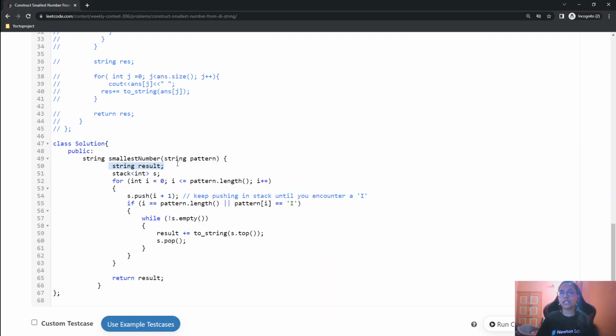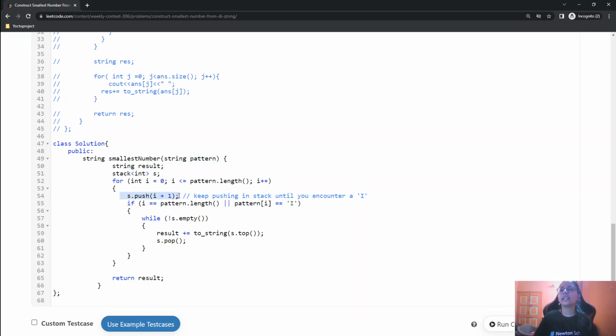So we would be using a string result that would return an answer, and then we would be using a stack, and in this particular stack we will be pushing all our elements. And how we are required to push all these elements? Now comes the part that if here i equals 0 and then i is less than or equal to pattern.length, basically we are traversing this for checking that I and D condition.